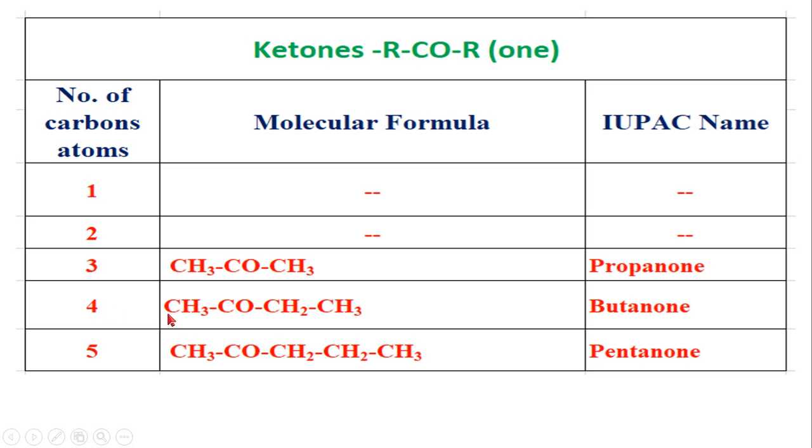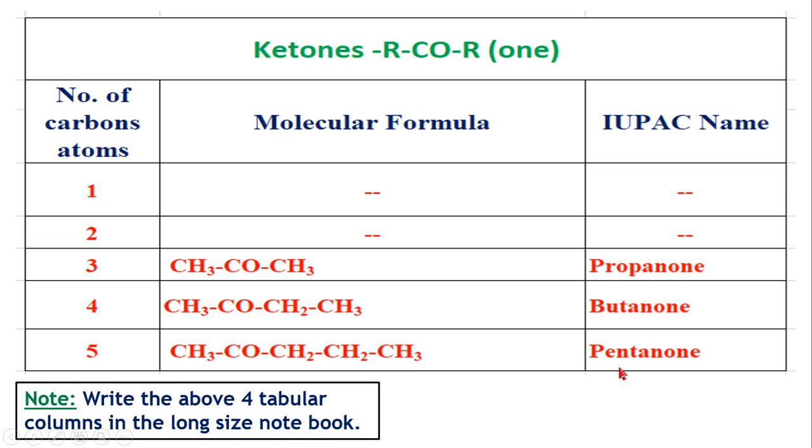Then number of carbon atoms 4: CH3COCH2CH3. So that is 1, 2, 3, 4. 4 carbon means butane. The functional group is a ketone, that is butanone. The next one, number of carbon atoms 5: CH3COCH2CH2CH3. Totally 5 carbon. Here the functional group is the ketone, that is pentane, pentanone.